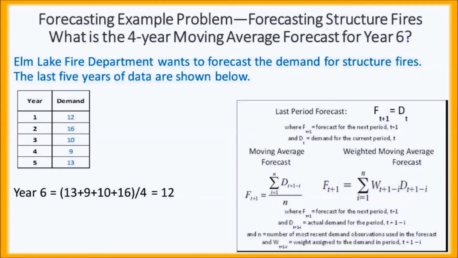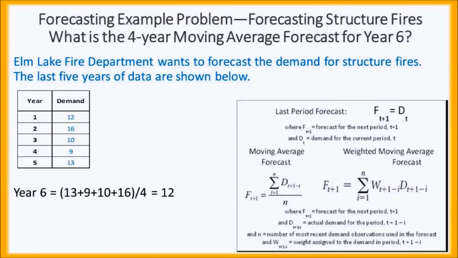This problem could also ask for what is the forecast for year 5. Now, if we're asking for a forecast for year 5, then that implies that we are actually standing in year 4. So we're in year 4, but we're forecasting for the next year out. And in that case, the 4-year moving average would be the average of 12, 16, 10, and 9, which are the most recent 4 data points if we're standing in year 4, and then that would be forecasted into year 5. We're trying to predict what year 5 looks like.